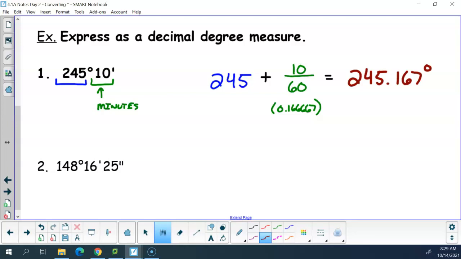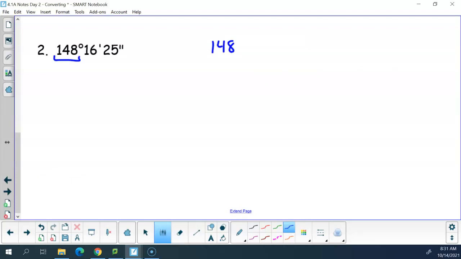You try now converting 148 degrees, 16 minutes, 25 seconds into decimal degrees. So we're going to start with 148, right? Let me move this up so people can see it over my big fat head. And then we're going to add to it our minutes, so that's going to be 16 over 60. And then we're going to add to it our seconds, that's 25 over 3,600.